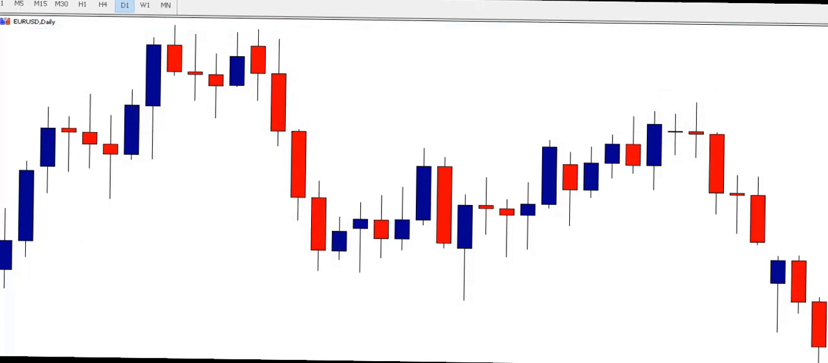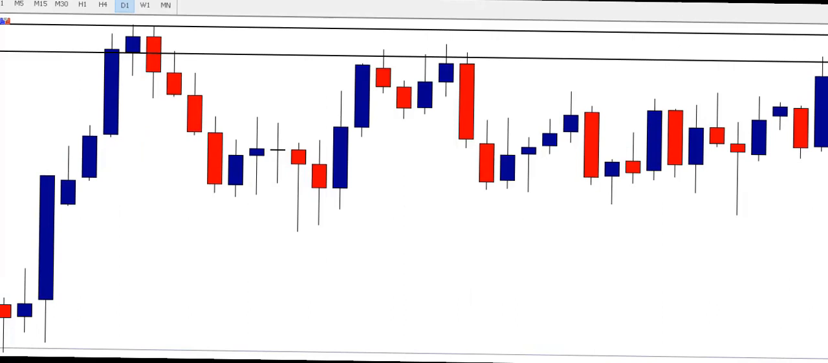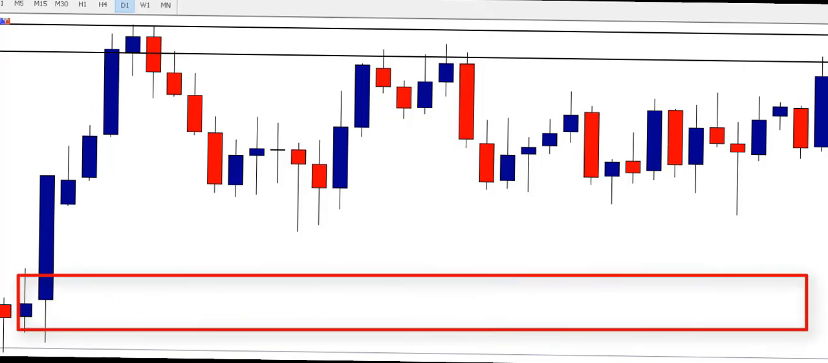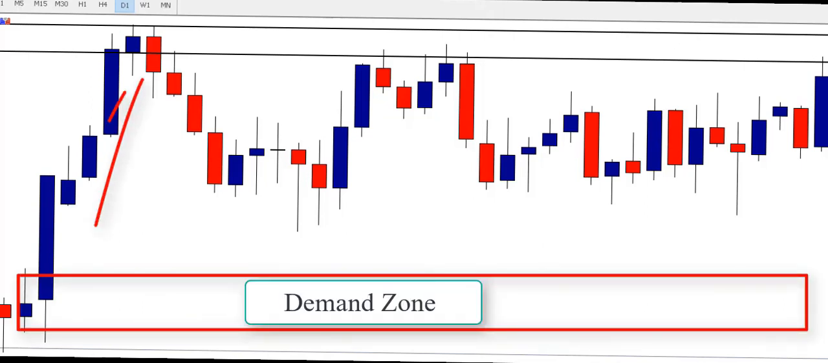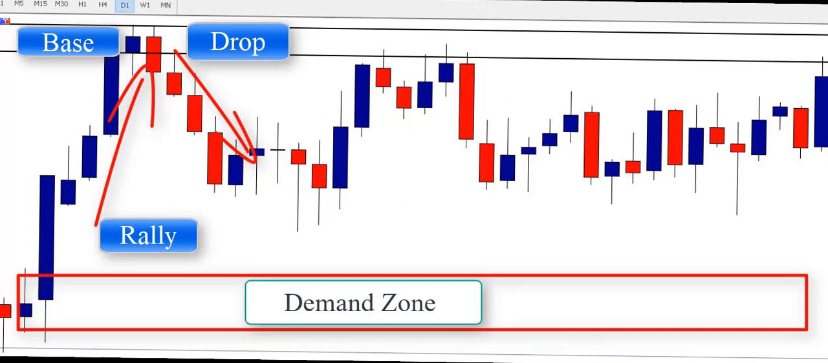Look at another example. This is a US dollar Canadian dollar daily chart. This is a clear supply zone that formed at the end of this uptrend: a move up, a base, and a drop. And as you can see, when the market returns to test this supply zone, we got a nice pin bar that was rejected from the zone. Other tailed bars were rejected to indicate that another move down is going to take place.